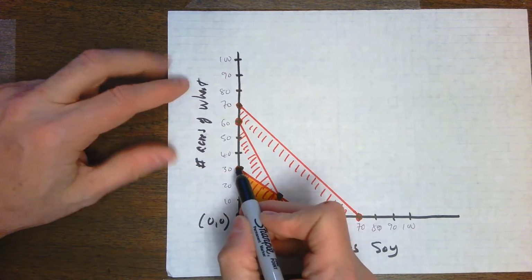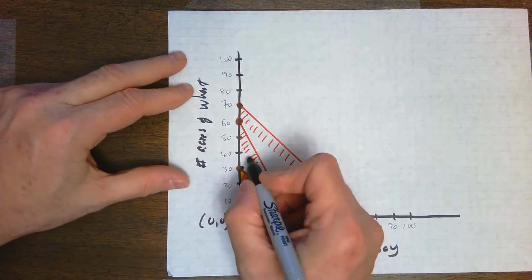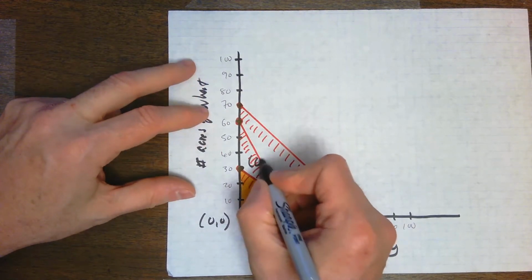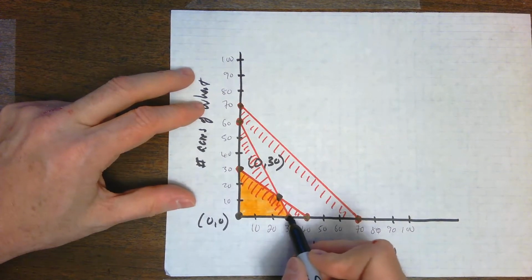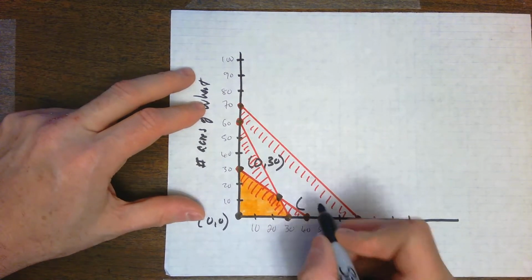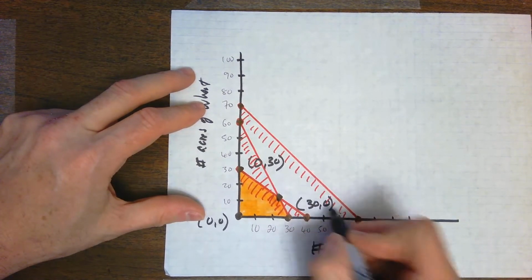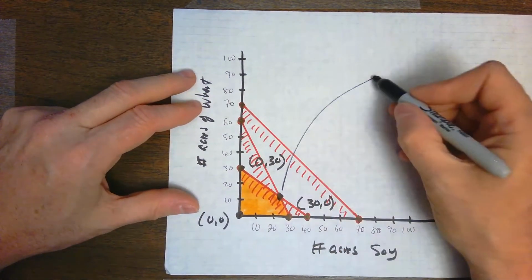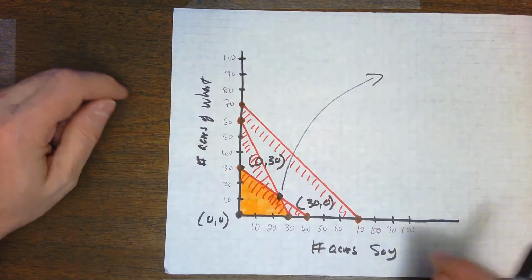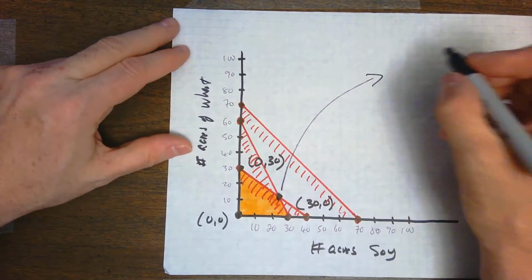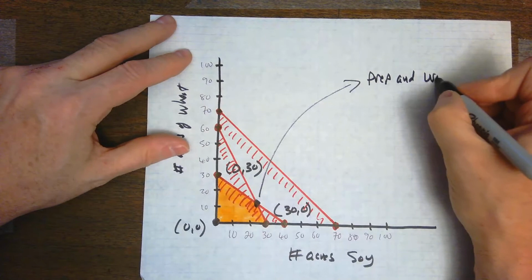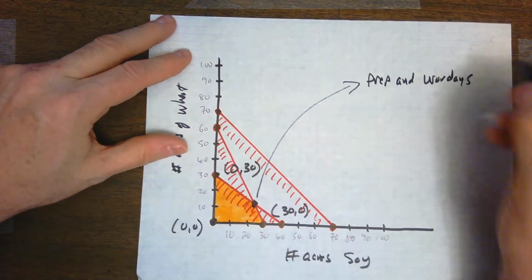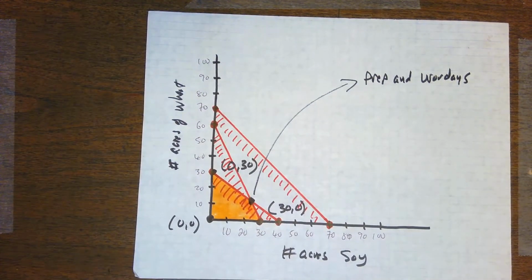This point's easy to read because it's the y-intercept. The coordinates of this point are 0, 30. This point is the x-intercept. The coordinates here are going to be 30, 0. Now this point right here is a little bit more interesting. This is the intersection of the prep and work days. So I need to solve that system.